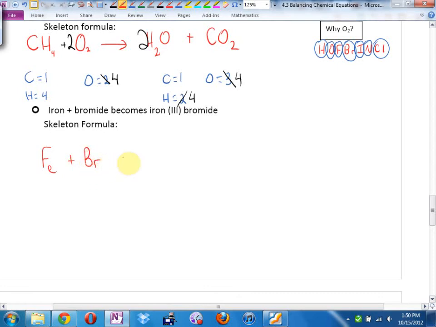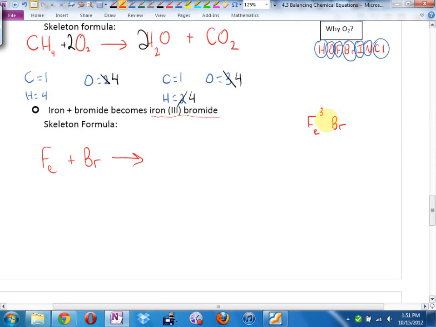What am I going to write for becomes? Arrow. Now, I got to be a bit careful, because this is an ionic bond, I have to get the subscripts correct. So, over here in the margin, I'm going to write Fe and Br. Iron is multivalent. What charge of iron does this question want me to use? How do I know? Roman numeral 3. So I'm going to put a little 3 right there.